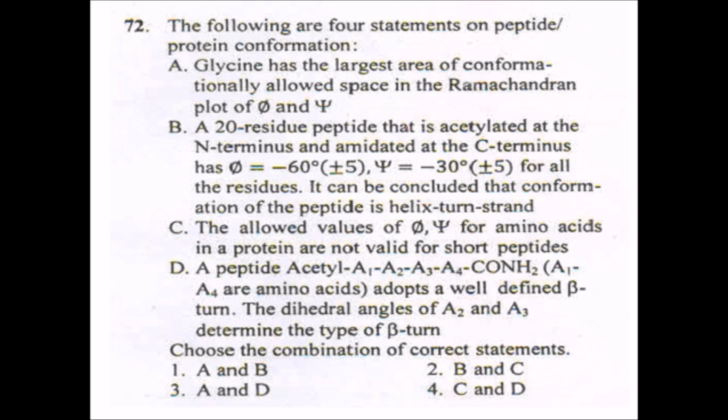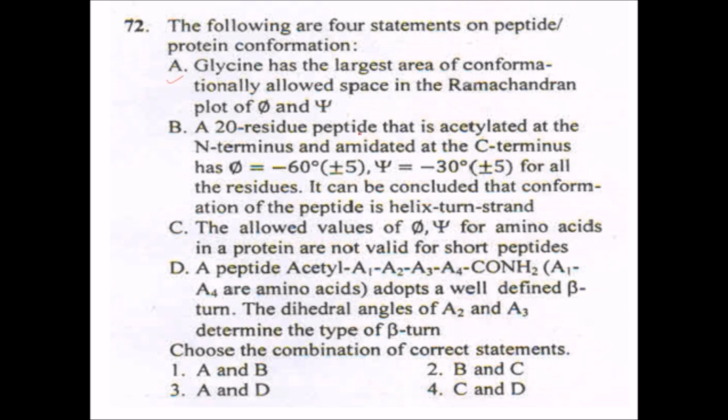The following are the four statements of peptide protein conformation. First: glycine has the largest area of conformationally allowed space in the Ramachandran plot, phi and psi. It's true because, if you remember, I explained in part B of the Ramachandran plot that glycine, because of the absence of any steric hindrance from the R group, has a very large area in the Ramachandran plot. So this statement is true.